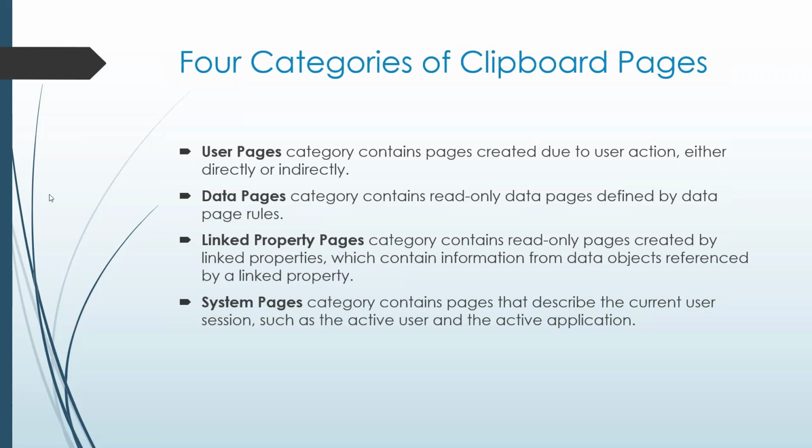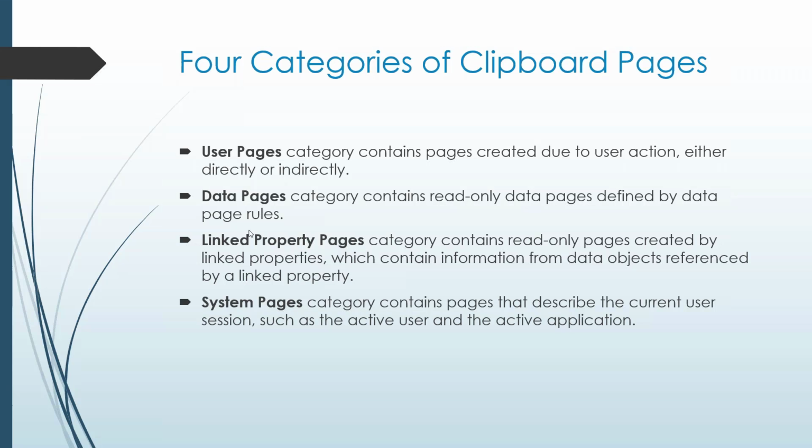So I have something called user pages, then data pages, then linked property pages and system pages. Now what are these? How is each one of them significant? User pages has data related to all the user interactions of that particular case type. Suppose there is an application and I fill in the details for a transaction. All of that data will be part of the user pages category. So everything related to user interactions will be available under the user pages.